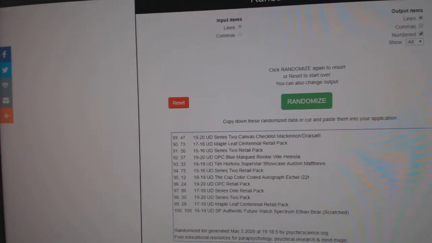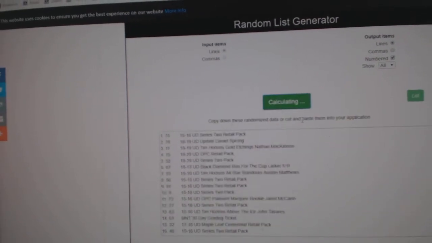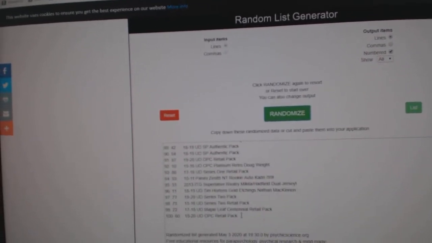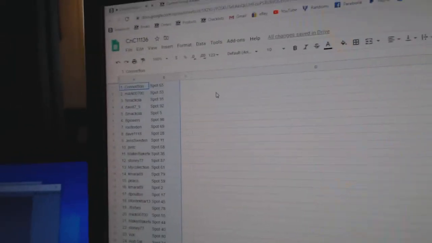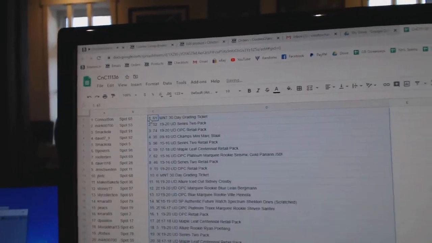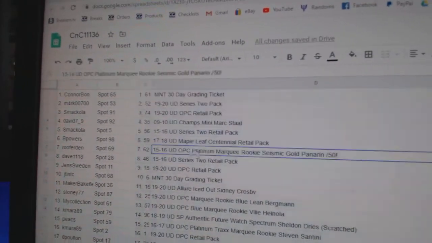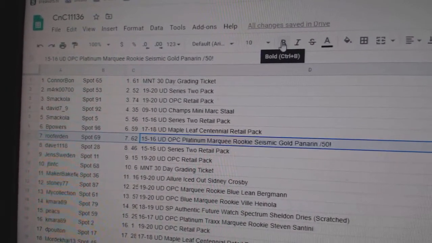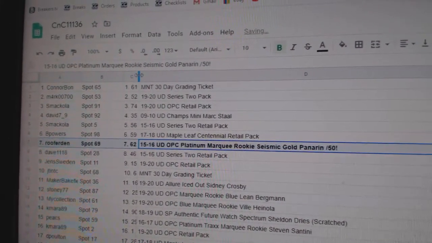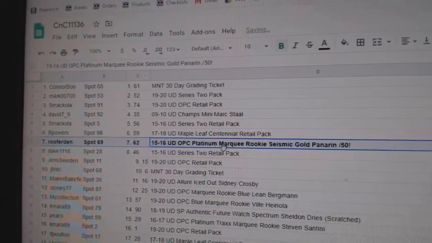And here's the items here. One, two, three. All right. Let's see who's walking away with a 101 McDavid. We've got Roof. Ends up with the Panarin out of 50 seismic gold. I think it's an MNT95.